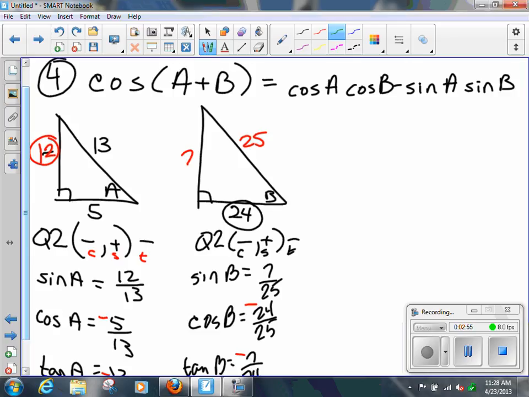This one's easy because I trust my signs. I'm trusting that my work in those 2 triangles is correct. I'm trusting that my signs are correct. Cosine of A is negative 5/13 times cosine of B, negative 24/25, minus sine of A, 12/13, times sine of B, 7/25.